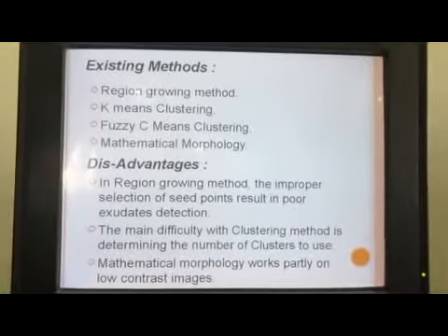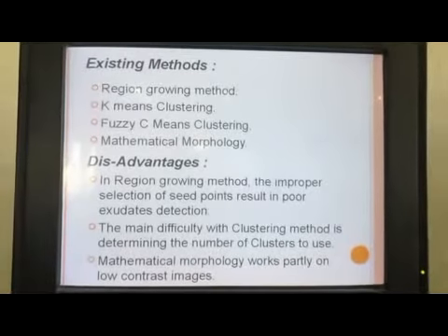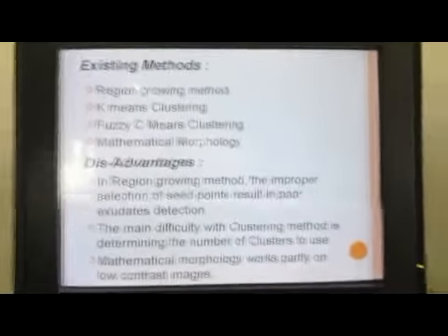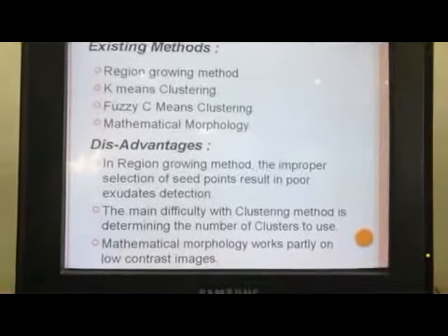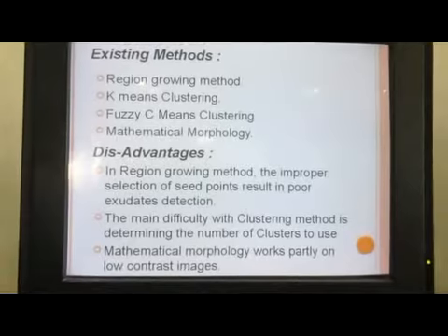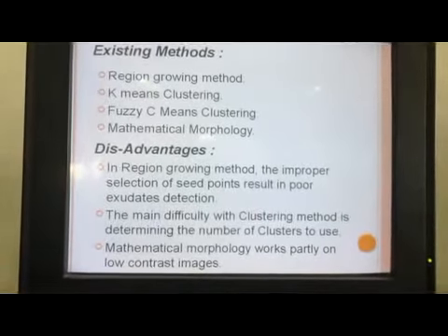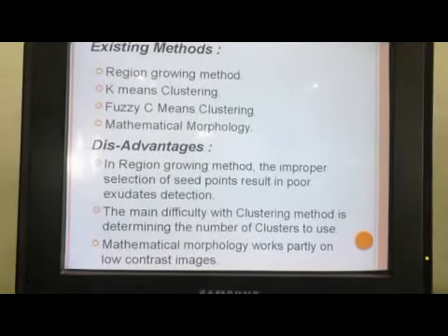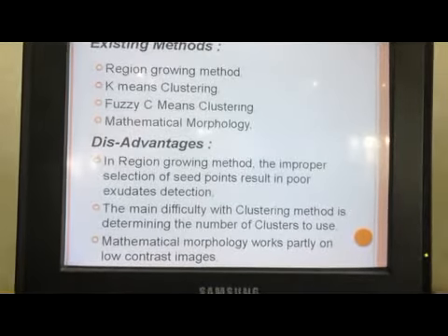In this region growing method, the selection of exudates was done by using a method wherein a proper seed point must be selected, and from then the exudates would be detected. But if the selection of seed points is improper, it would result in poor detection of exudates.